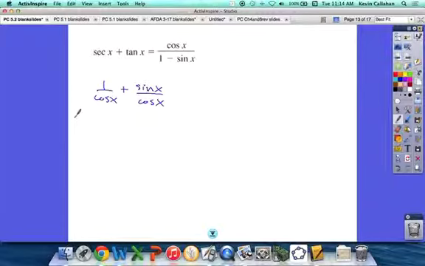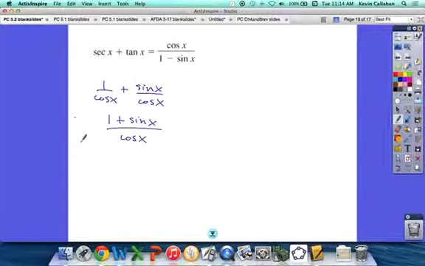Okay, that looks okay. So then that is 1 plus sine x over cosine x. We didn't even have to find a common denominator. We already had it. Okay. What's that? 1 minus sine x is cosine x? No.